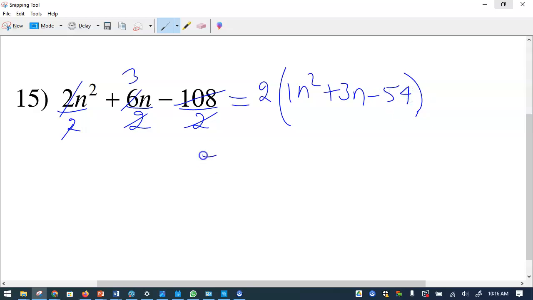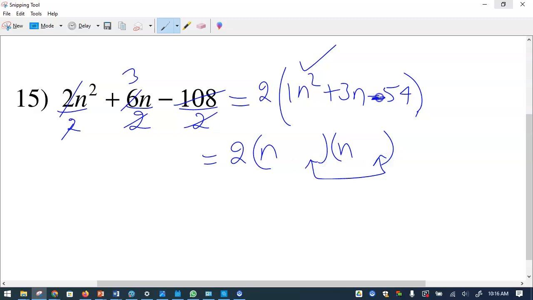Now the next step is to write 2 parentheses, and because there is n square, n and n, the question is what goes right here. You see there's a minus 54. Now this minus means you want to figure out a pair of factors that subtract to get 3.